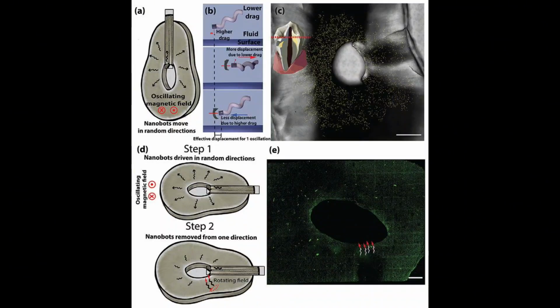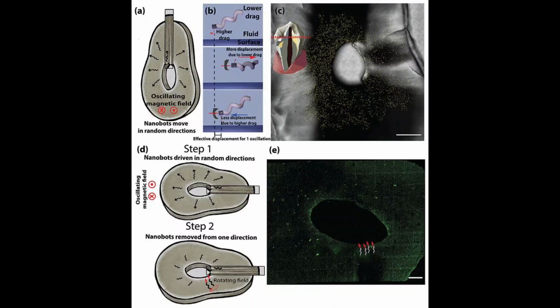Figure A. Schematic showing the distribution of nanobots under an oscillating field. The direction of oscillation is perpendicular to the cross-section plane, as shown by the red cross and dot markers. Figure B. Schematic showing the mechanism of motion of nanobots under the influence of an oscillating field near a surface. Figure C. Maximum intensity projection showing the distribution of nanobots under an oscillating field. Figure D. Schematic showing the experimental procedure followed to demonstrate retrieval of nanobots.